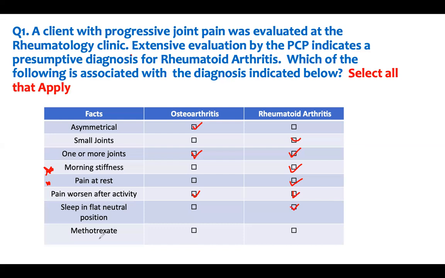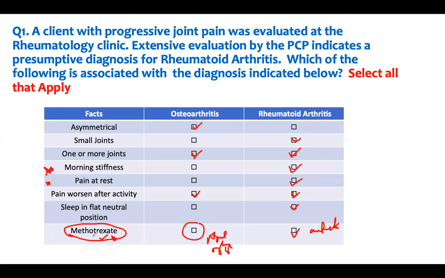And methotrexate, this is an immunomodulator, and it will make you immunocompromised. This is a medication you use for rheumatoid because it's an autoimmune disease. This is not an autoimmune disease. This is usually wear and tear. So as you can see, rheumatoid is small joint, more than one joint, morning stiffness, pain at rest, pain worsening after activity, sleep on a flat surface, keep the knee in a neutral position, and use methotrexate. Osteoarthritis: asymmetrical, one or more joints, and pain worsening after activity. The management is NSAIDs, Tylenol, and steroids, but there's no immunomodulator.